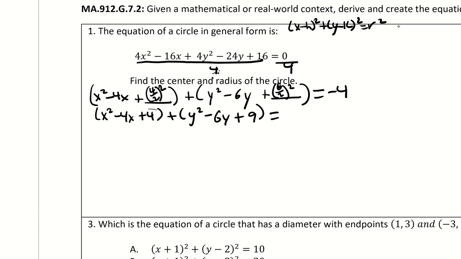But remember, if I add something on the left side of the equation, I must add it on the right side of the equation. So I really have to add the same thing, right? Otherwise it's not going to be balanced. All right, so we said that this was 4 and then this was 9. So negative 4 plus 9 is 9.